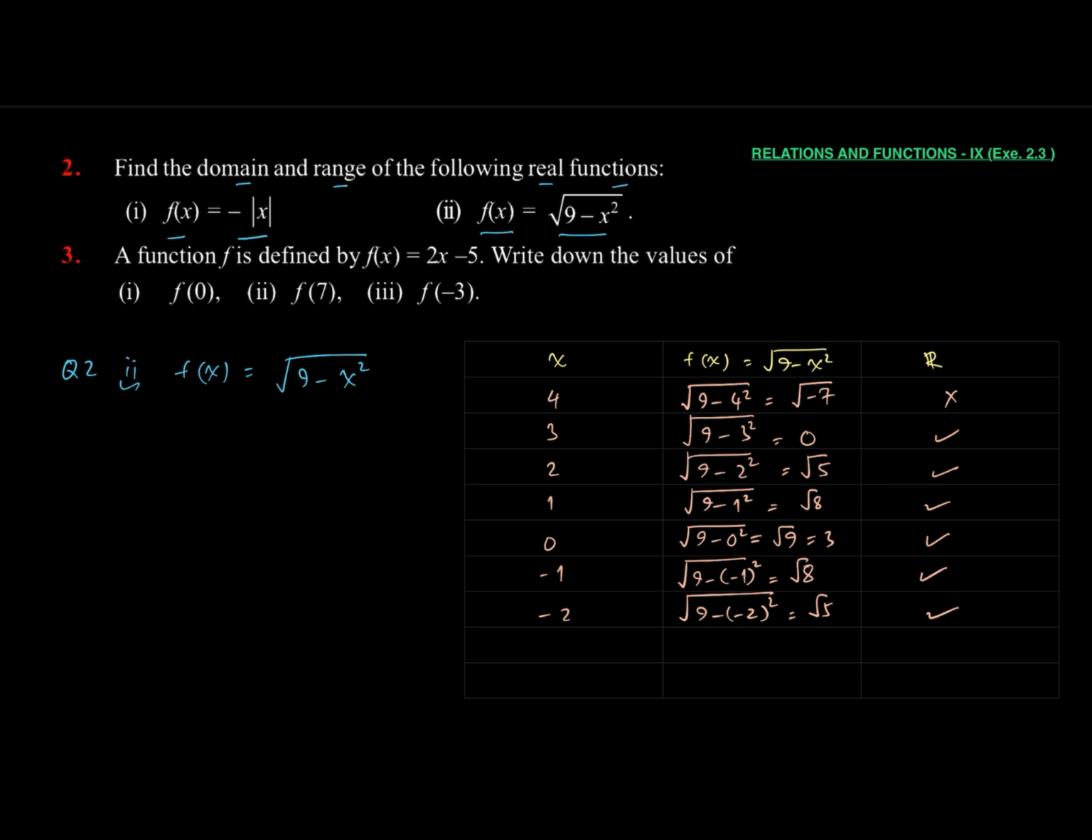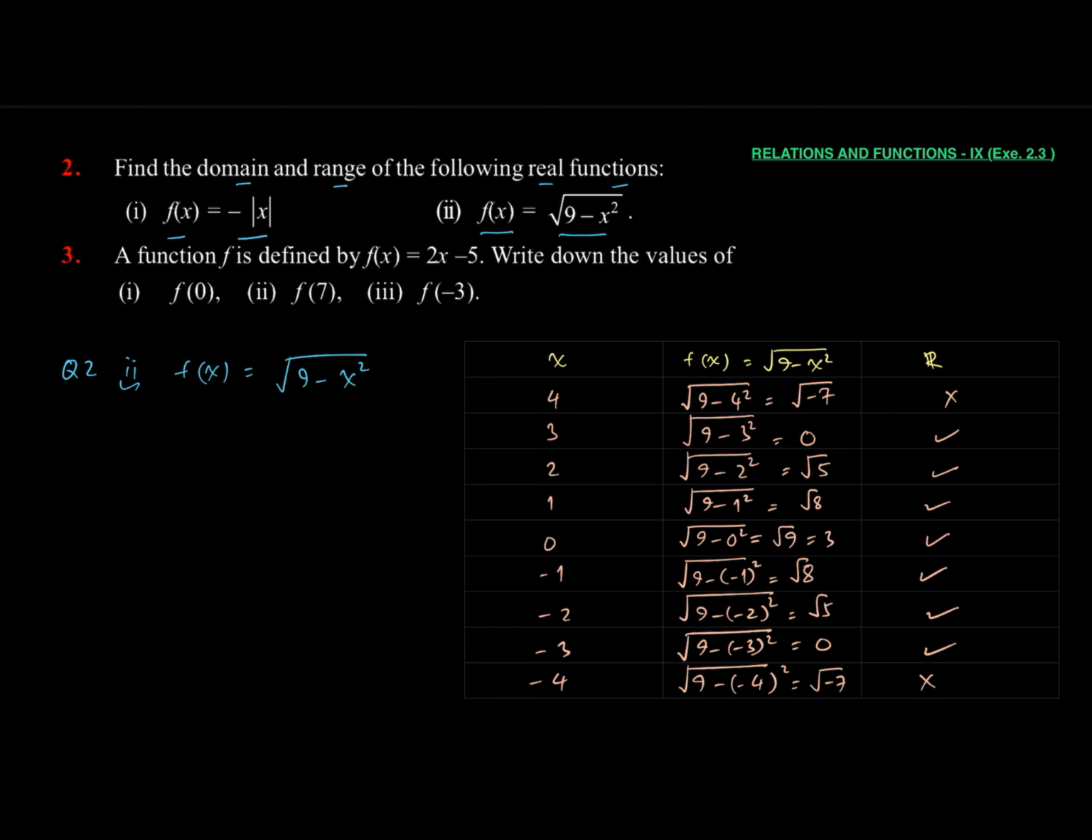Similarly, for x equal to negative 3, we'll be having square root of 9 minus negative 3 whole square. This will be equal to 0, which again is a real number. And for x equal to negative 4, we'll be having square root of 9 minus negative 4 whole square, and this will be equal to square root of negative 7, which is not a real number.